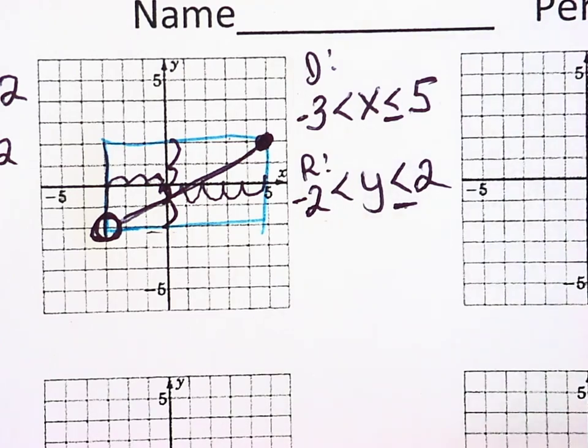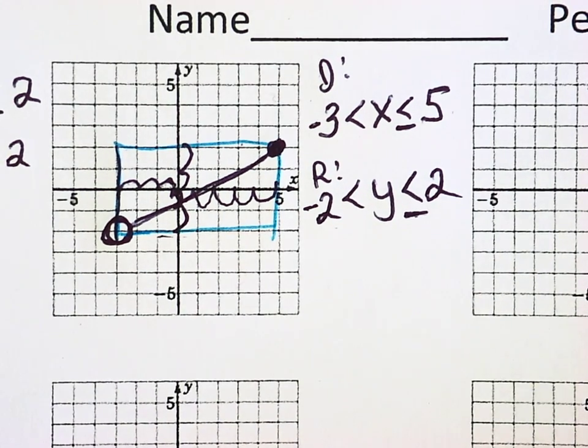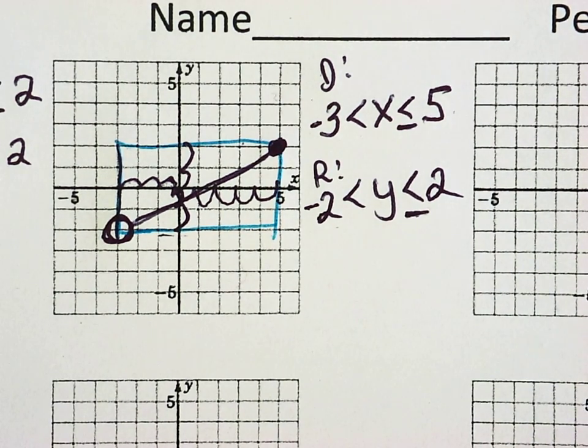All right, so that's a domain and range for a continuous line function. All right.